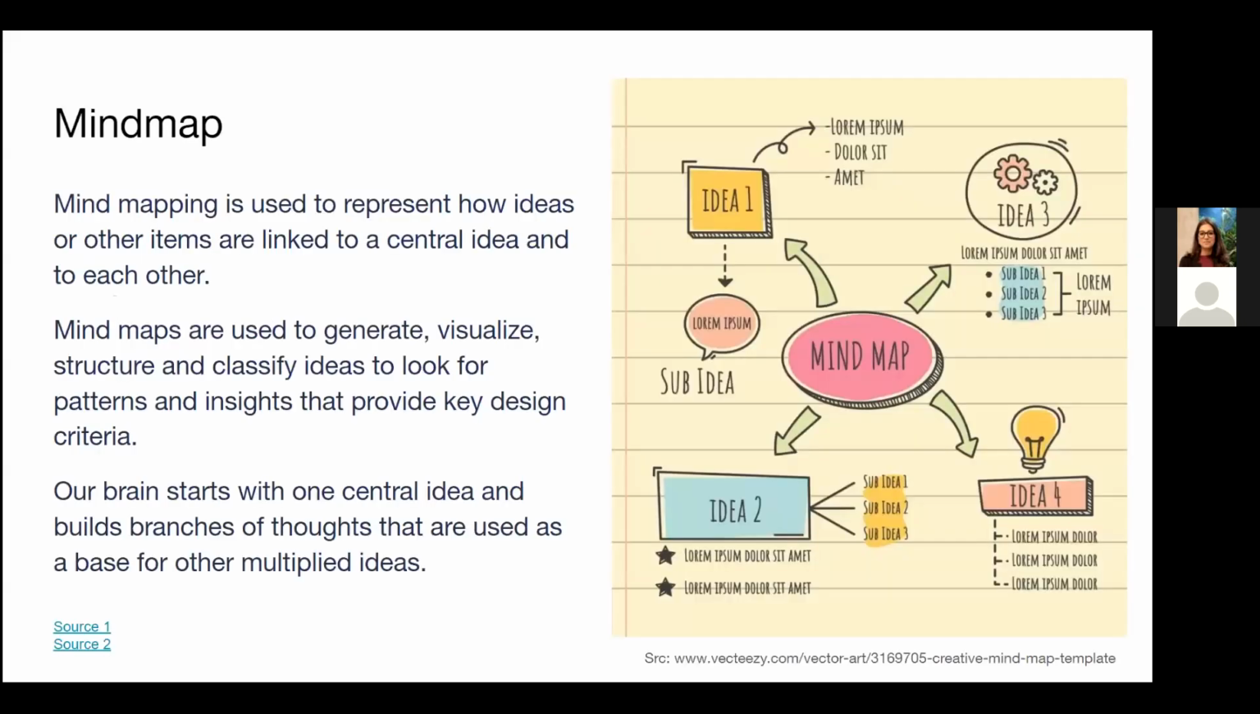To begin with, mind mapping by definition is used to represent how ideas and other items are linked to a central idea and to each other. As you can see on the right-hand side, this is exactly how a mind map looks. There's no hard and fast rule as to how it should look or what the format is. It is just a process.